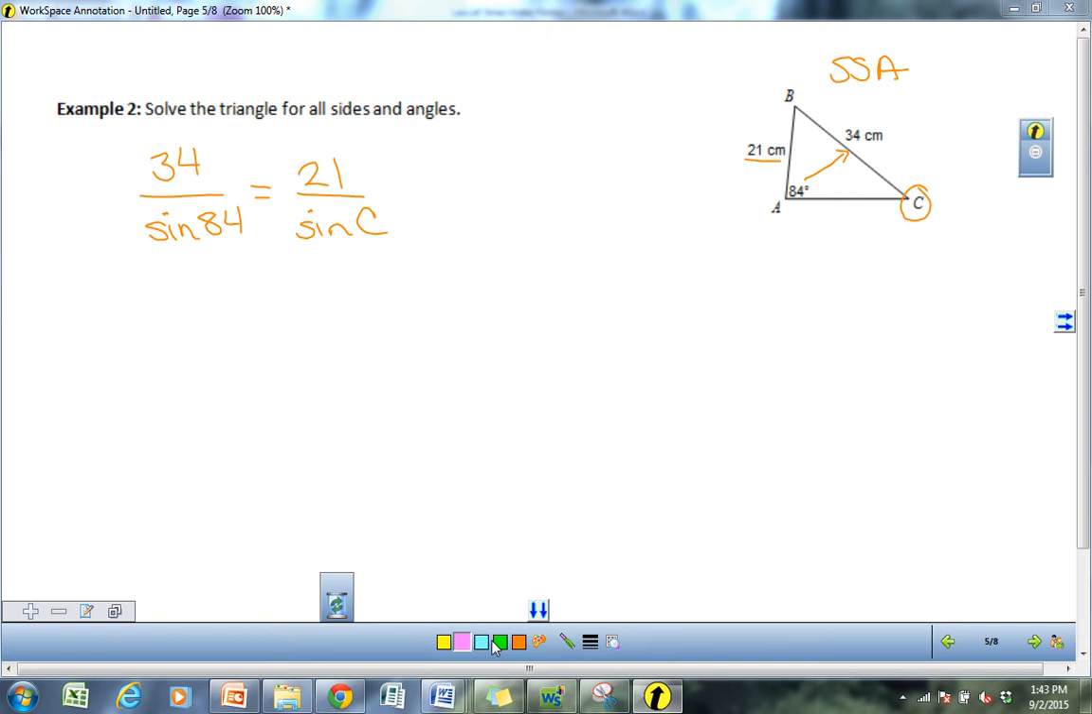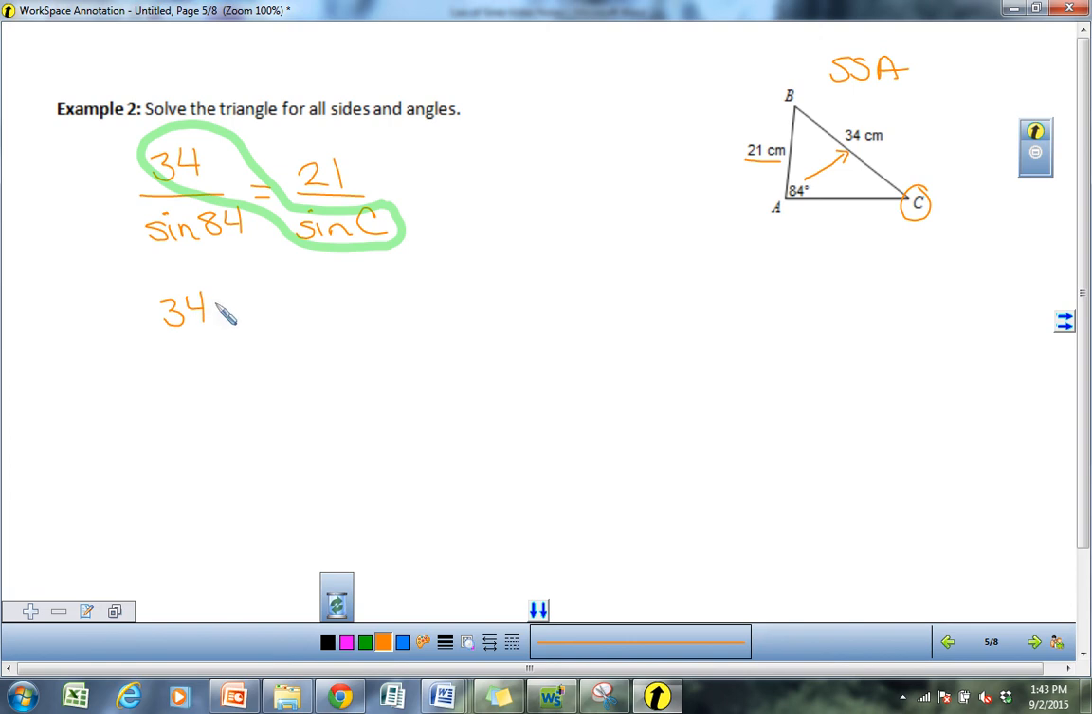Alright, we're still going to cross multiply. Oops, we don't need that line there. And we're going to do 34 times sine C. 34 sine C equals. Notice too, I'm making my C a large C because I'm finding angle C. 21 times sine 84.